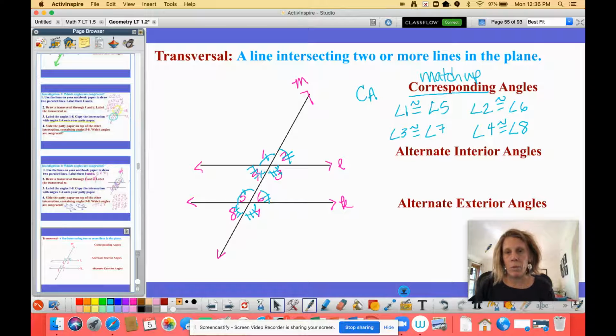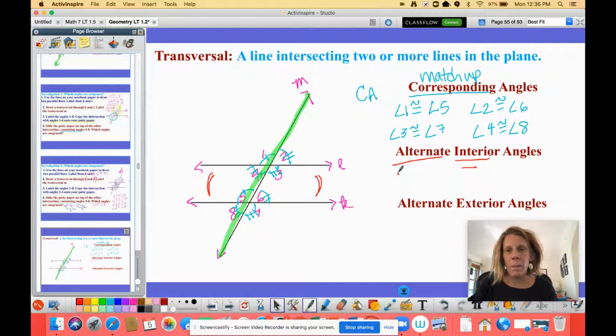Okay, now when we're talking about alternate interior angles, alternate means opposite sides of the transversal. So remember, we're talking about this transversal that we have here. Let me highlight that. Alternate means that we're talking about opposite sides of the transversal and their interior. That means on the inside, interior.